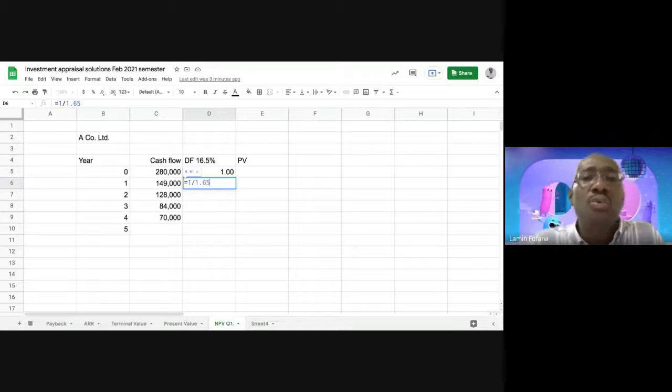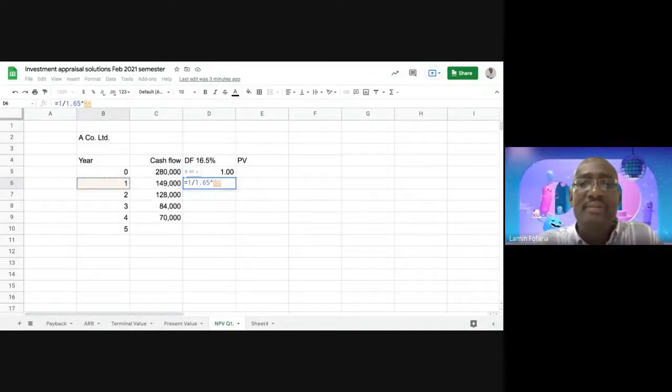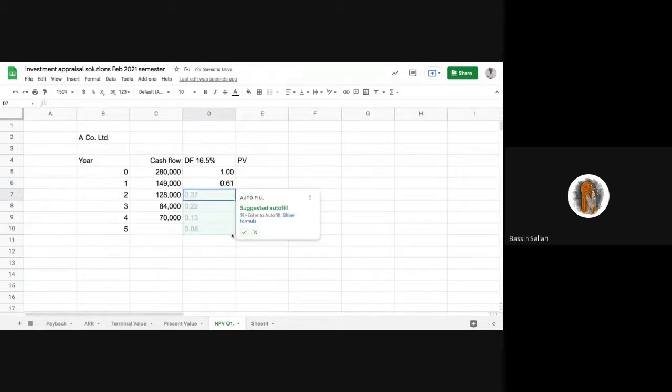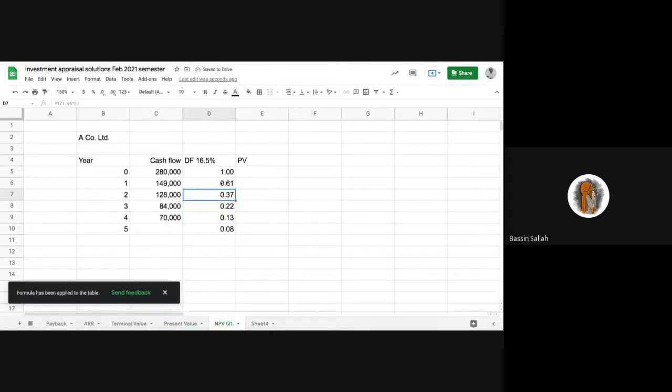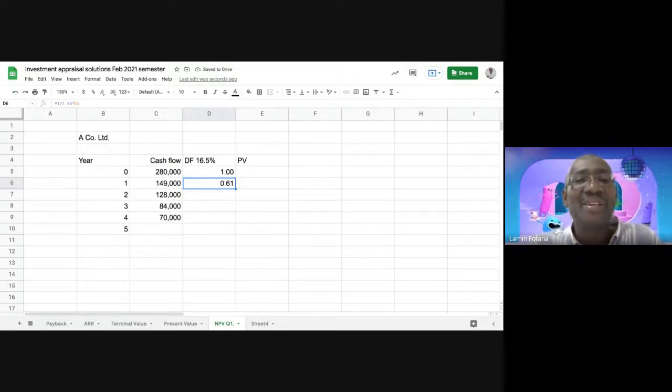So 1 divided by 1.65 raised to power what? 2. No, 1. It should be raised to the first power for year 1. Just click on the cell, raised to the power 1. And also, it should be 1.165, not 1.65. Exactly. Good. I thought you were not going to discover that.